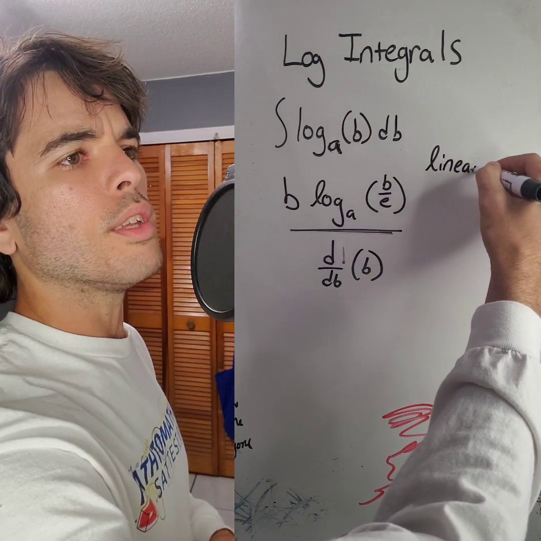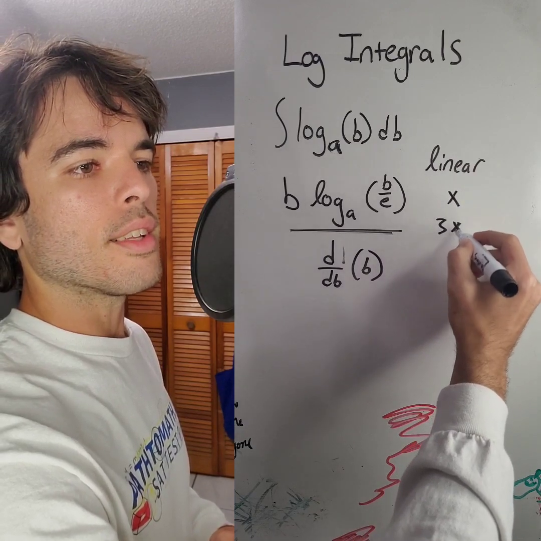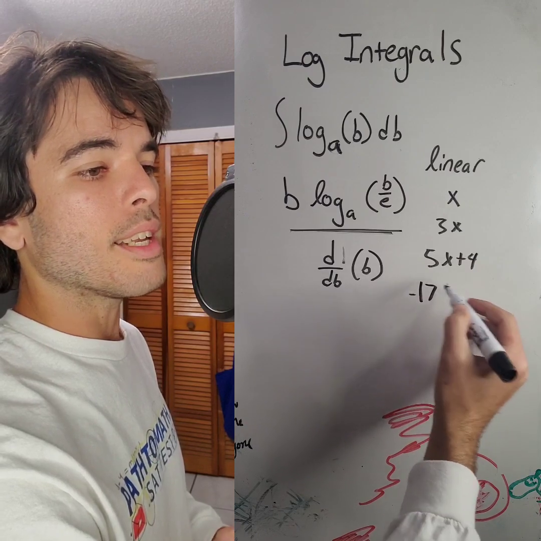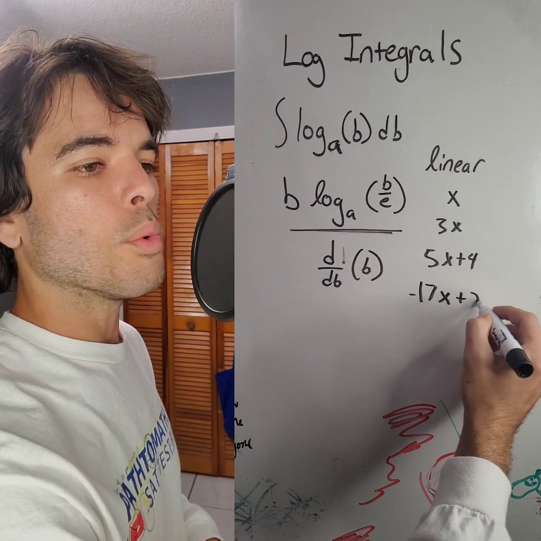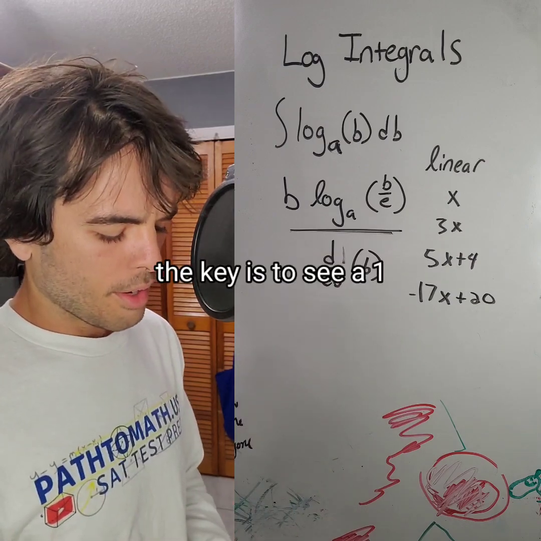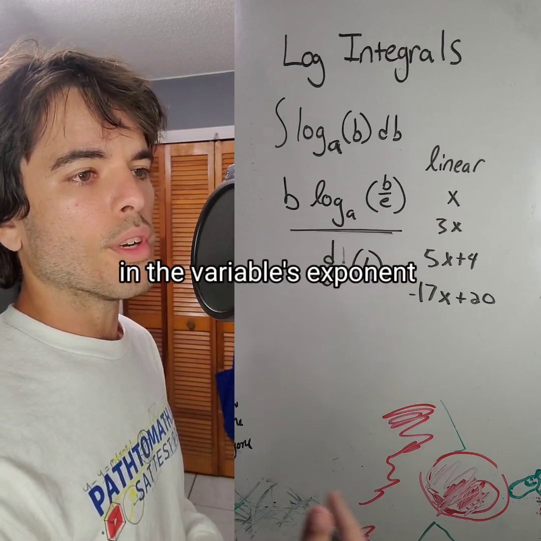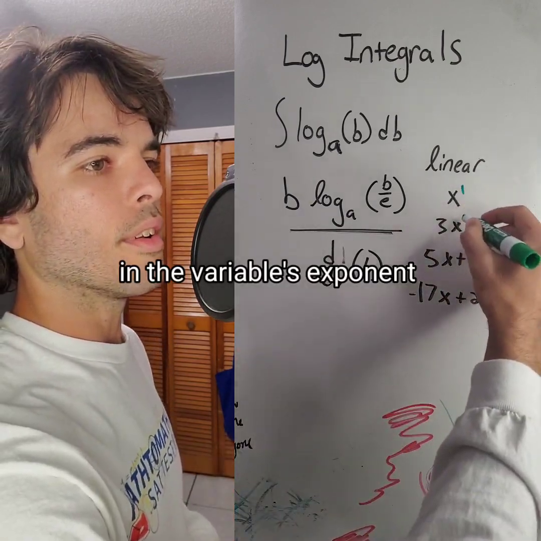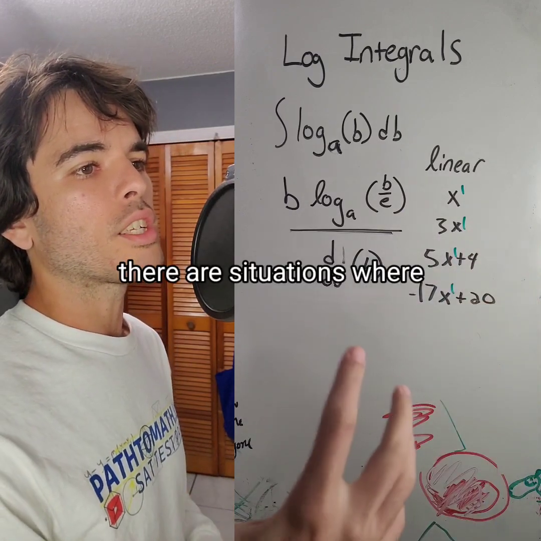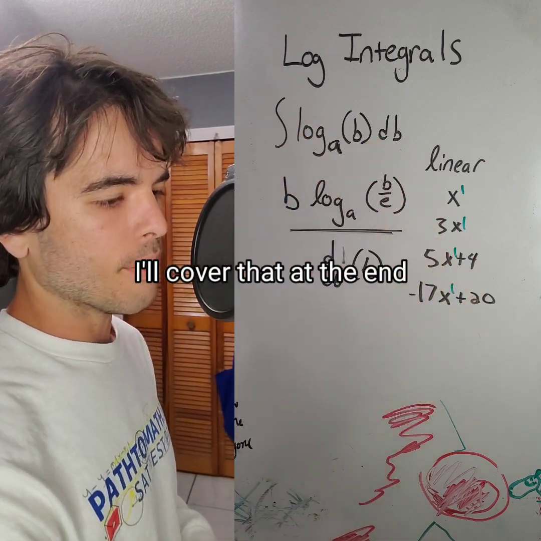Let's go over really quickly linear functions. That's going to be x, 3x. That could be 5x plus 4. That could be, let's say, negative 17x plus 20. All of those are linear functions. The key consistent thing that you want to look out for is the exponent of 1 on the variable. And there's going to be situations where we can actually force the function to have an exponent of 1. I'll go over that at the end of the video.